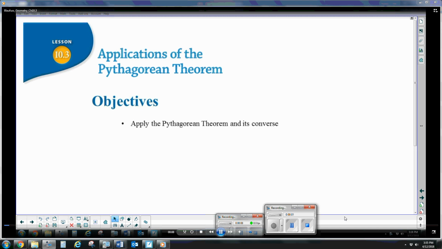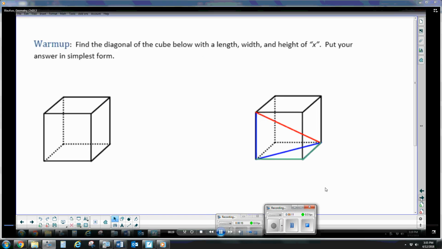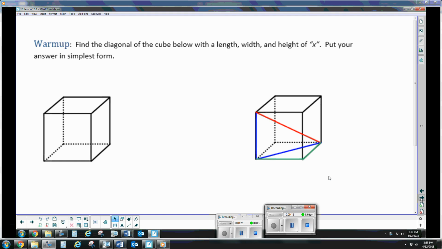This is lesson 10.3, and this is about applying the Pythagorean theorem. In this lesson, we're going to use what we learned about special right triangles and what we learned about the Pythagorean theorem.